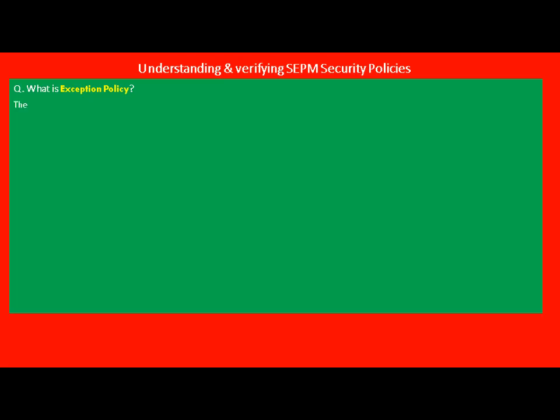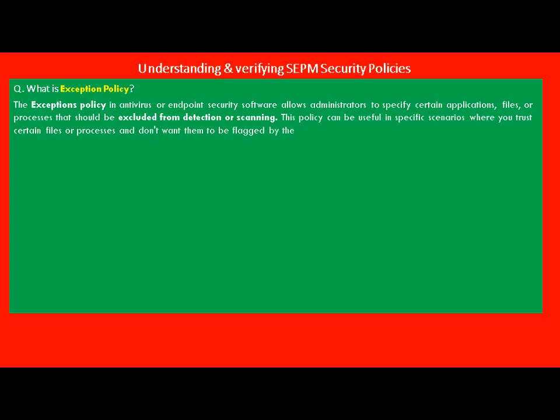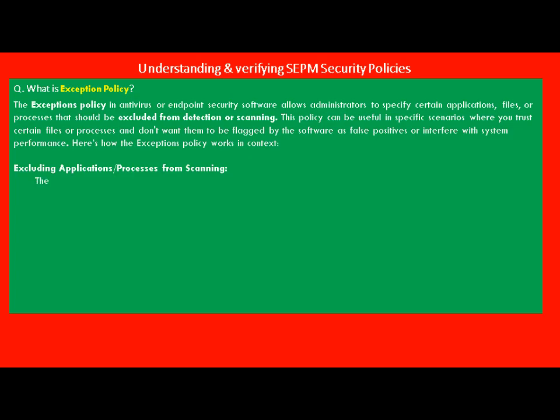The next policy is the exception policy. The exception policy in antivirus or endpoint security software allows administrators to specify certain applications, files or processes that should be excluded from deletion or scanning. This policy can be useful in specific scenarios where you trust certain files or processes and don't want them to be flagged by the software as false positives or interfere with system performance. Here is how the exception policy works in context. So, excluding applications or processes from scanning.